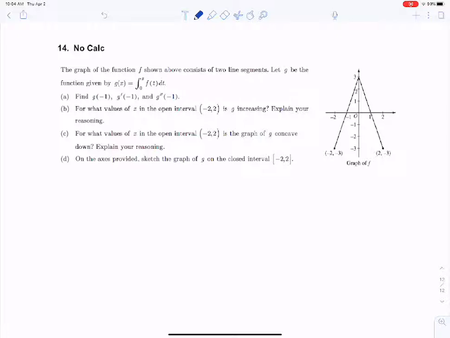Okay, then let's look at question A. We're supposed to find g of -1. So g of -1 is going to be equal to the definite integral from 0 to -1 of f of t dt. In regards to the setup, are we okay with that?